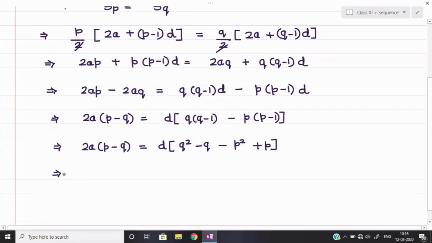So it will be 2a into the bracket (p minus q) is equal to d into the bracket. See, q square and p square, their index is the same, so those two terms I am keeping together: q square minus p square, in one bracket, and minus q plus p.